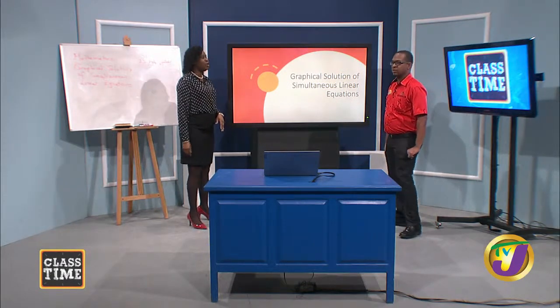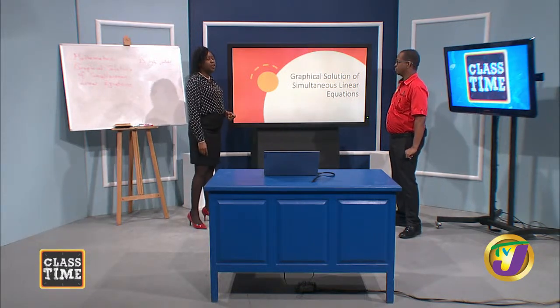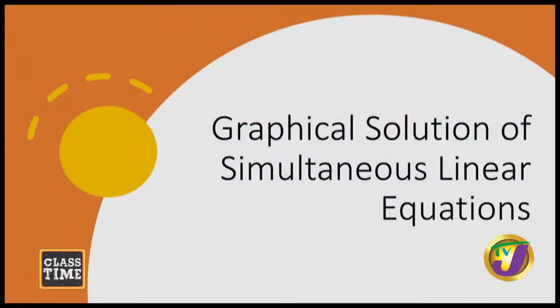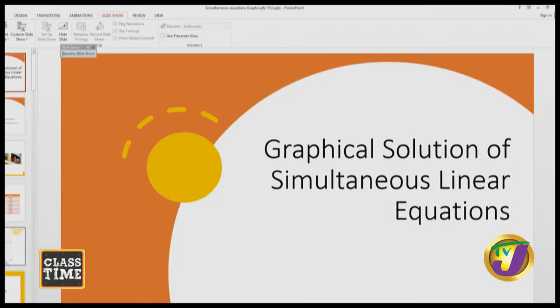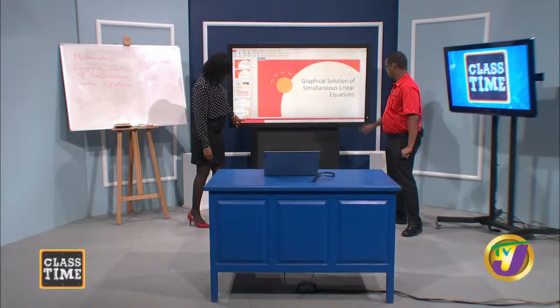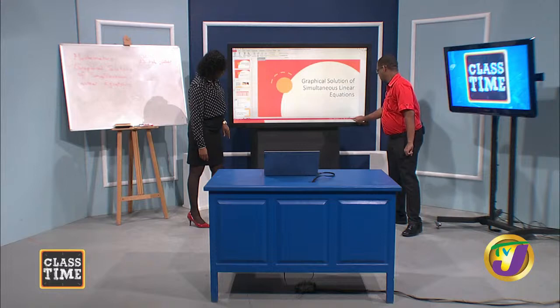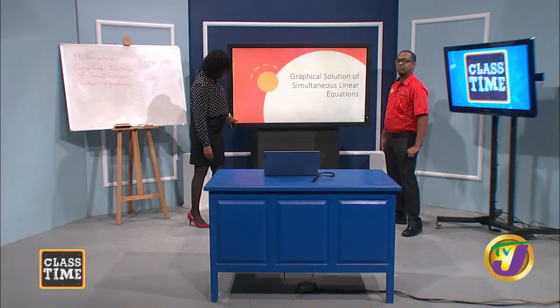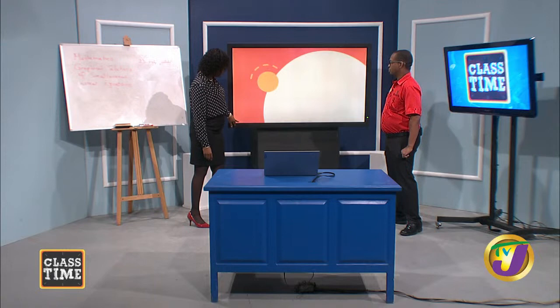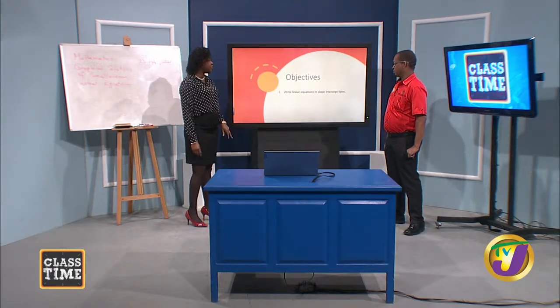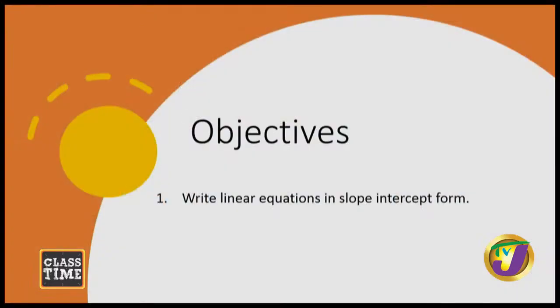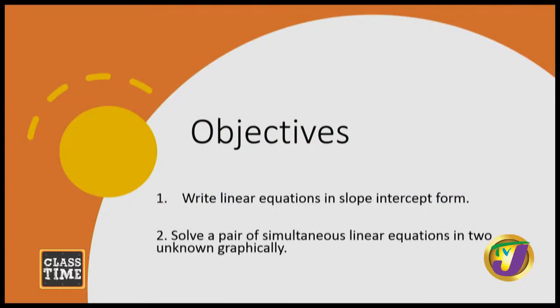All right, so today we'll be looking at graphical solution of simultaneous linear equations. So the objectives for today are: write linear equations in slope-intercept form, and solve a pair of simultaneous linear equations in two unknowns graphically.